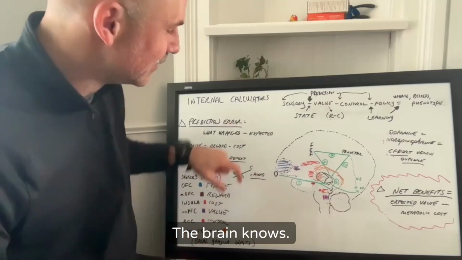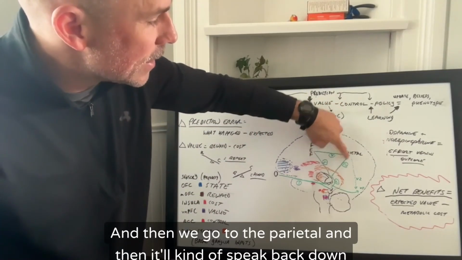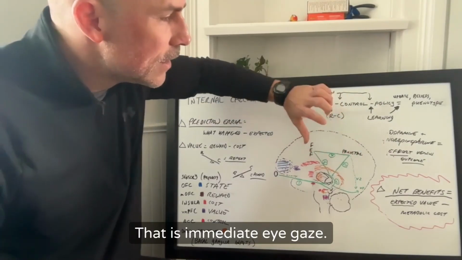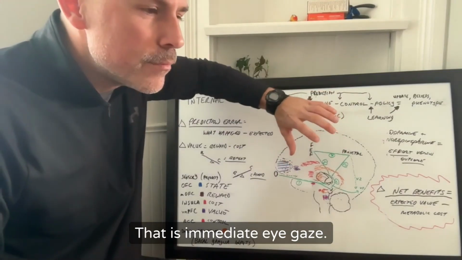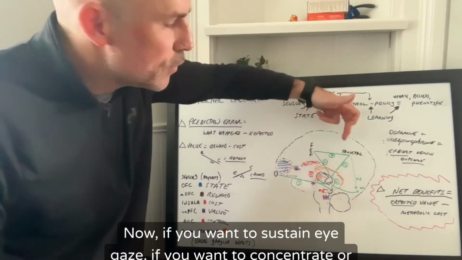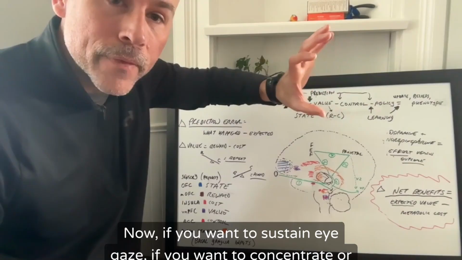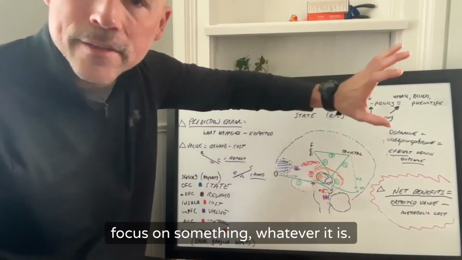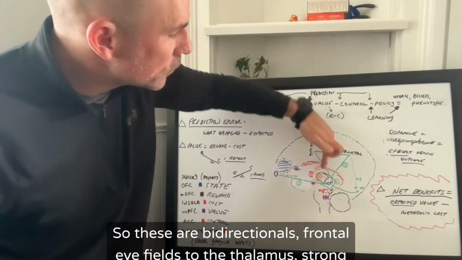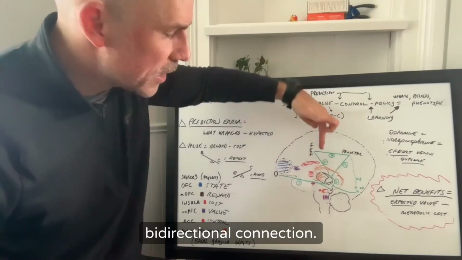The brain knows. And then we go to the parietal, and then it'll kind of speak back down to the thalamus and hit the V2. Okay, that is immediate eye gaze. That is immediate attention to the environment. Now, if you want to sustain eye gaze, if you want to concentrate or focus on something, whatever it is, the parietal can speak back over. So these are bidirectional: frontal eye fields to the thalamus, a strong bidirectional connection.